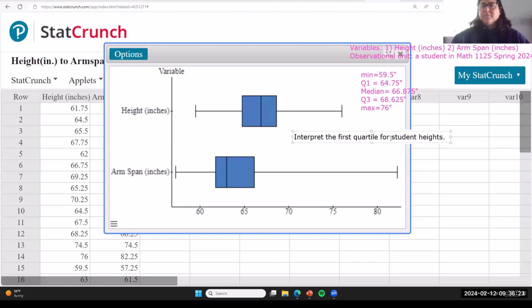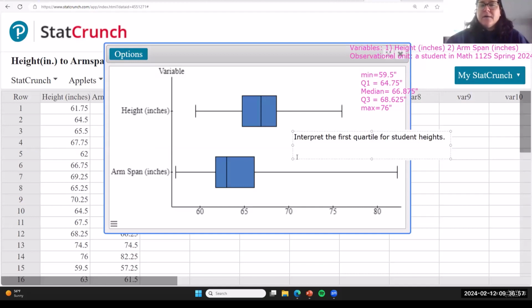Just set for student heights. So what do we know with the first quartile? Whenever we're interpreting quartiles, medians, percentiles later, we need to have a percentage attached to our interpretation. So what's the percentage attached to the first quartile? Is it 25? Yeah, so 25% is going to be our percentage attached to the first quartile.